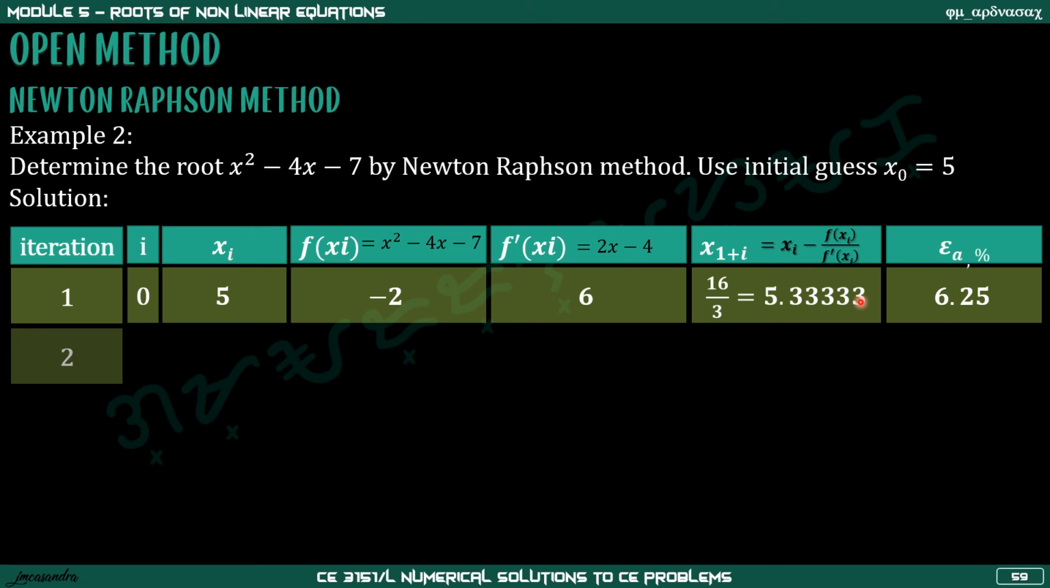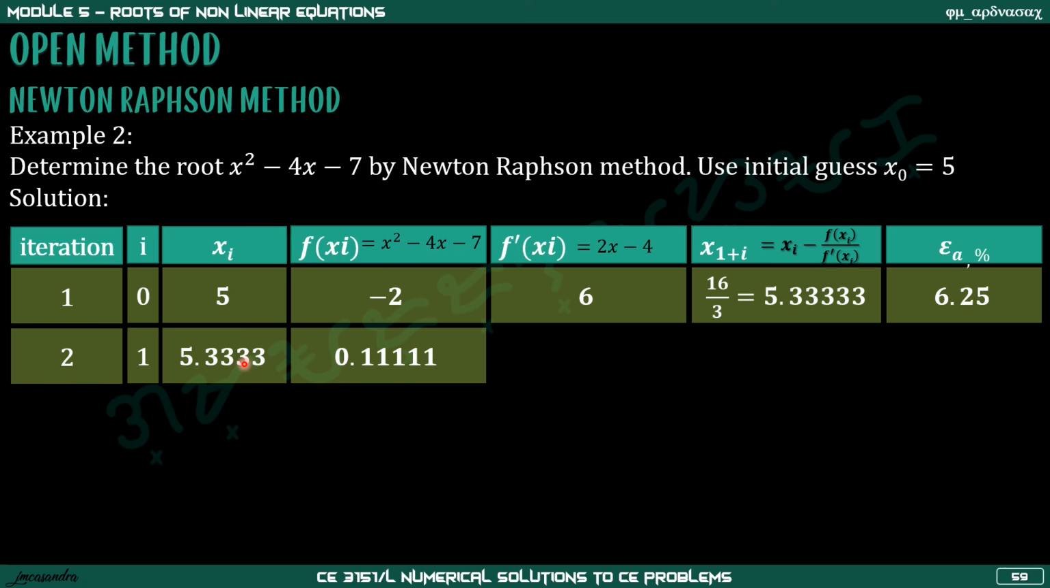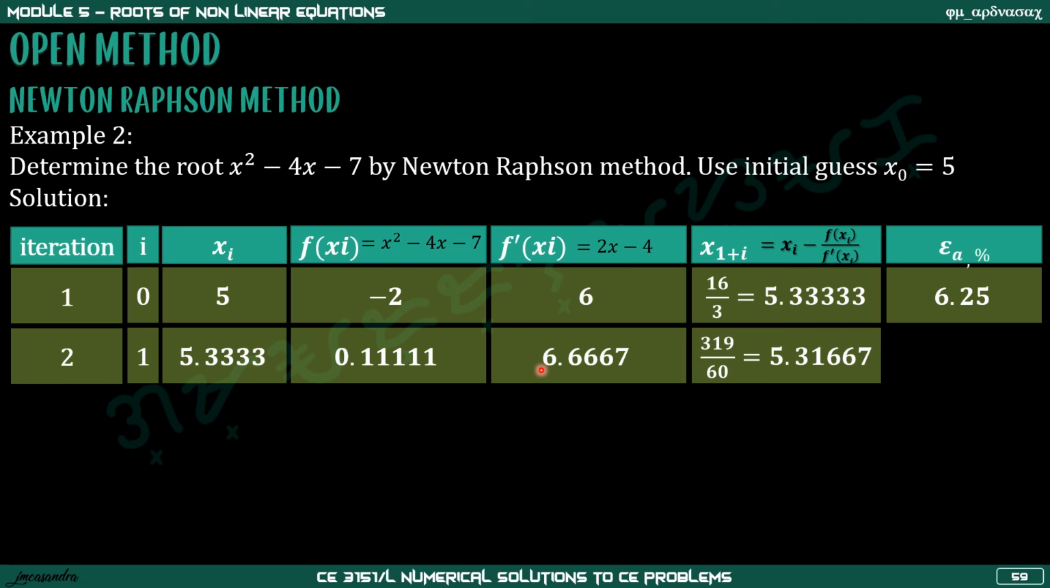Okay? So next we have the second iteration. So we solve now for x sub 2 using x sub 1, which is 5.33. Substituting in our equation, we'll have 0.1111. The derivative will arrive at 6.6667. So we have 5.33 minus 0.1111 divided by 6.667 will arrive at 5.3167. Computing for our approximate error, that's equal now to 0.31.